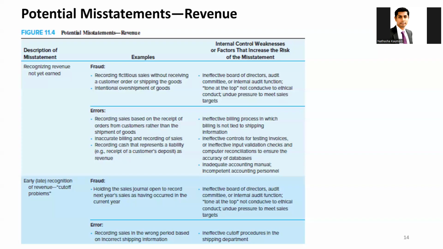So what are the internal control weaknesses leading to these errors? Ineffective billing process in which billing is not tied to shipping information. When you are billing, that means when the sales invoice is raised, I told you always two documents should be checked. That is why we call it three-way matching.